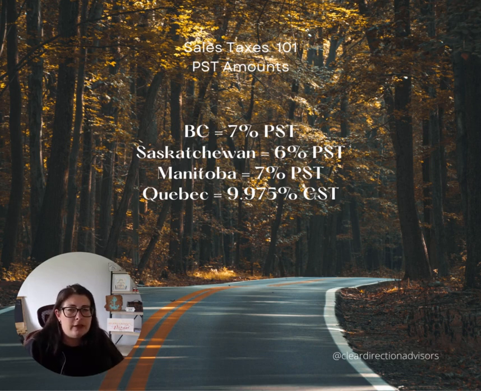The percentages that you see here on the screen are actually current as of May 2023. So these do change more frequently than HST does. So it's something, again, that you as a business owner need to understand and keep an eye on. But currently, BC and Manitoba have a 7% PST, Saskatchewan has 6%, and Quebec's is 9.975%.